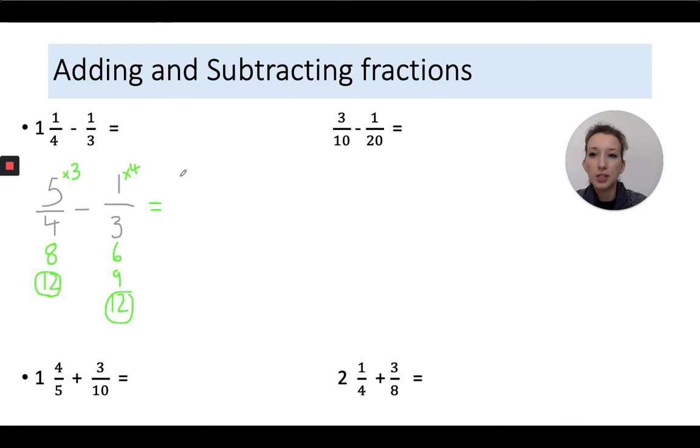And then it becomes much easier, because you've got 15 over 12, and then you've got 4 over 12. So 15 twelfths take away 4 twelfths becomes much easier, in which case this is 11/12. Okay, as your final answer.